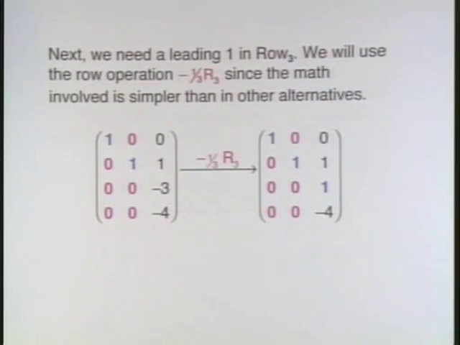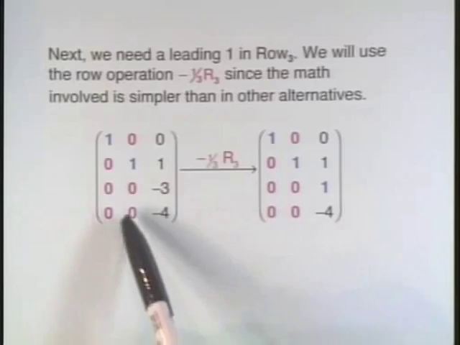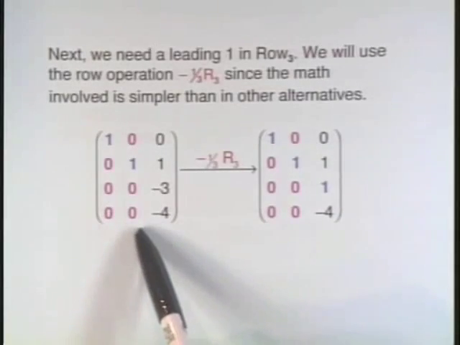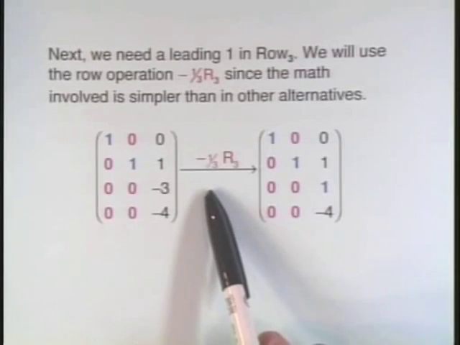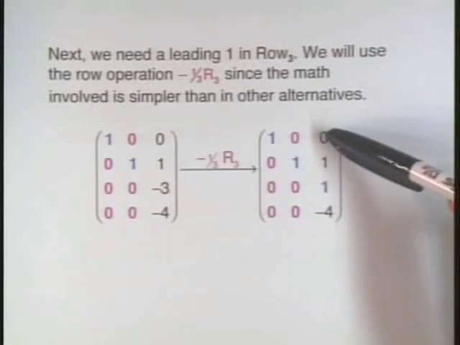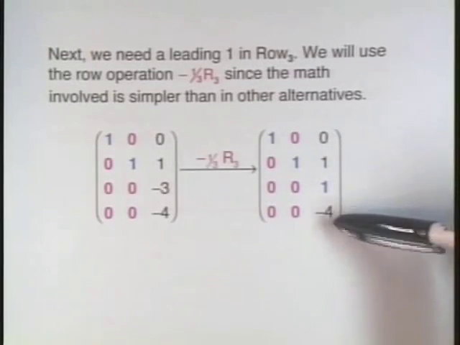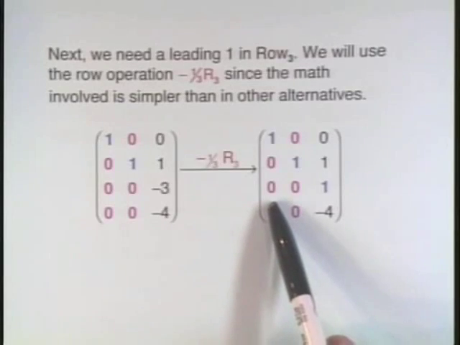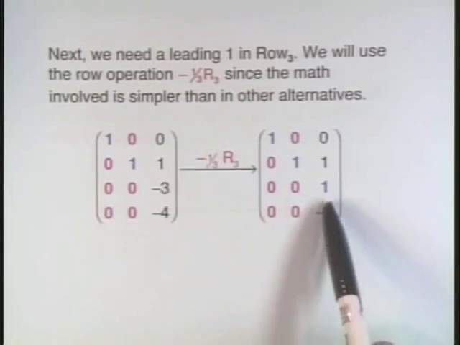Next, we need a leading one in row 3. We will use the operation -1/3 times row 3, since the math involved is simpler than in other alternatives. So we take our ending matrix from the previous step, apply the operation -1/3 times row 3, rows 1, 2, and 4 stay the same. Our new row 3 is 0, 0, 1.